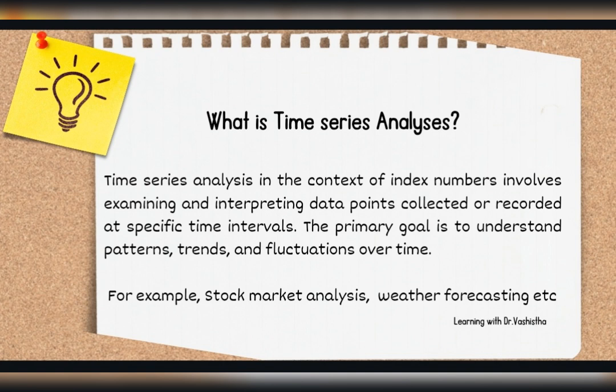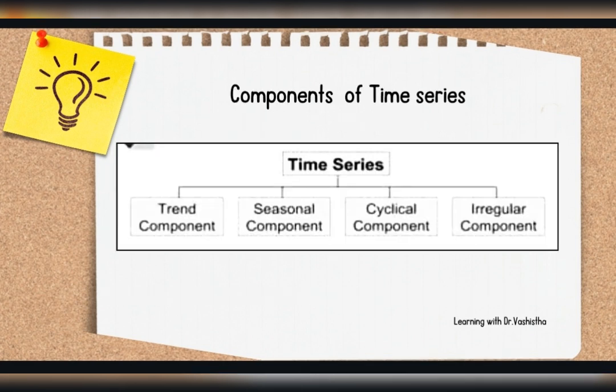So here the time series analysis helps to understand what the trend is, what the fluctuations are, and what the pattern of such changes is, whenever data points are collected, for which index numbers are being used. This time series analysis helps to understand what pattern or trend is going on in them. So these are the main four components of time series analysis.